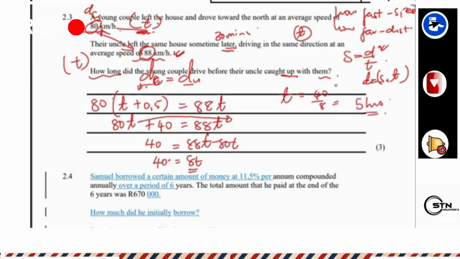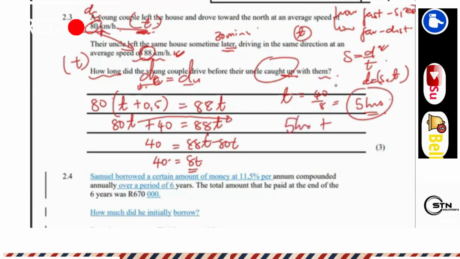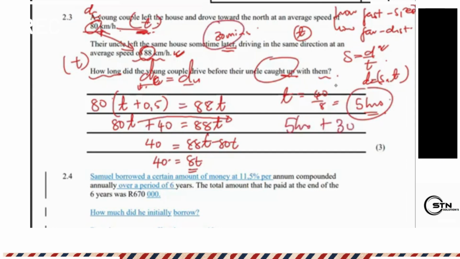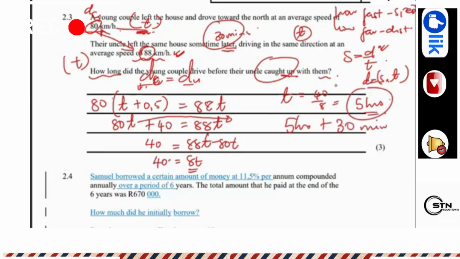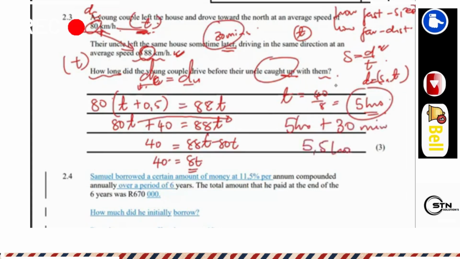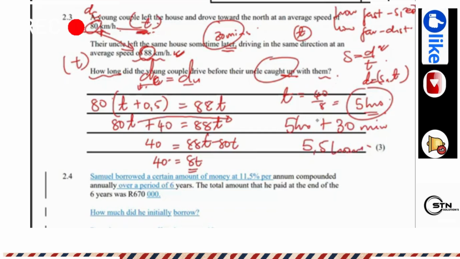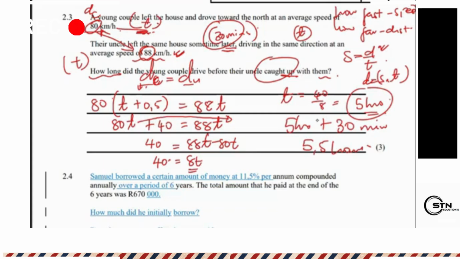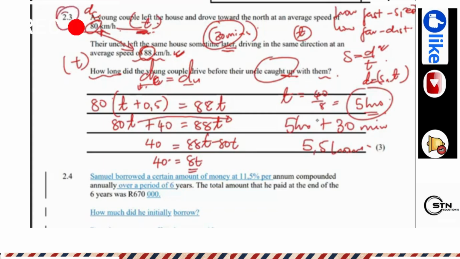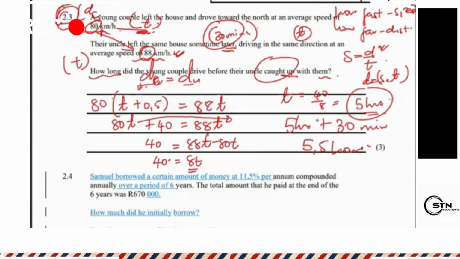Now the question is asking, how long did it take the young couple to drive before their uncle caught up with them? Now it's going to be these 5 hours, plus the extra 30 minutes that the uncle took before he started off the journey. So which means it's going to be 5,5 hours. Okay, so if ever, let's say the question was giving you 20 minutes later, then that's how the question would have been approached. But based on the original format of this question, there was no way we're going to be able to work it out. Probably something was left out.